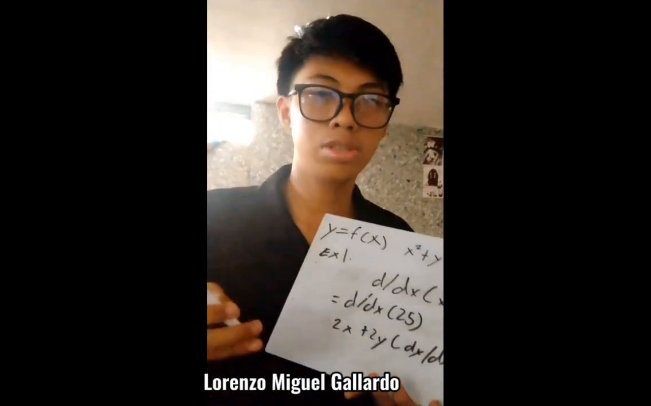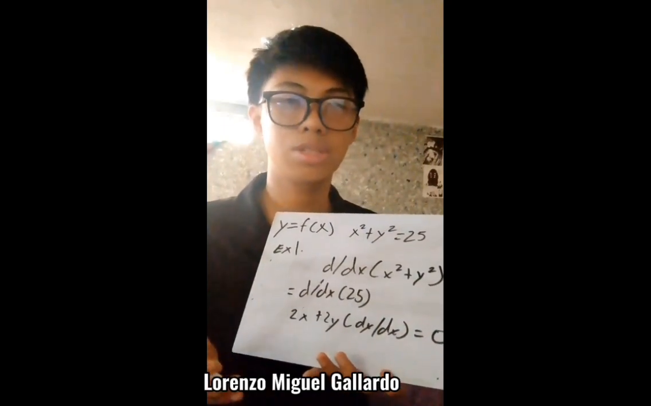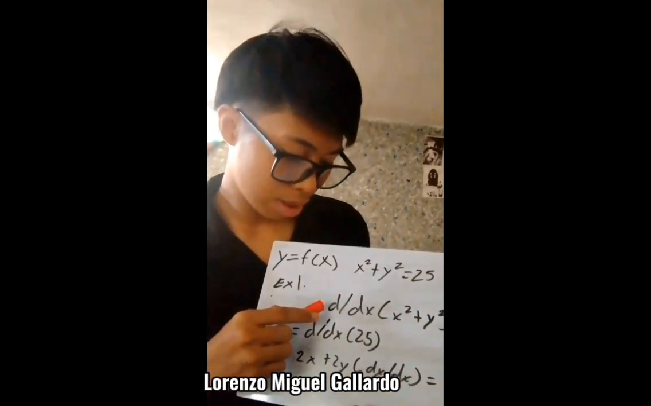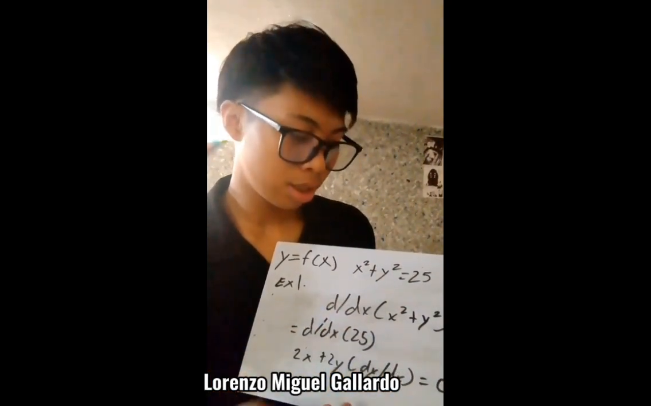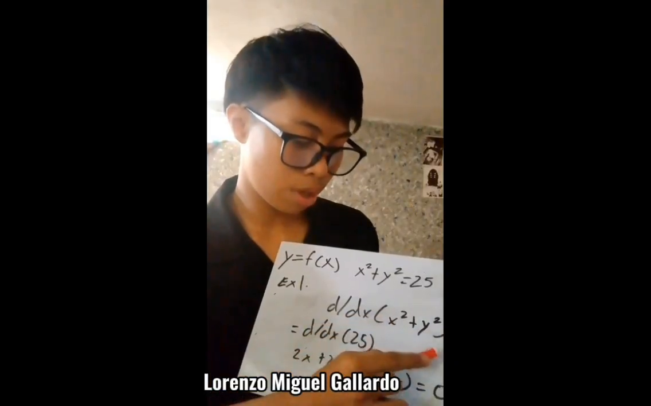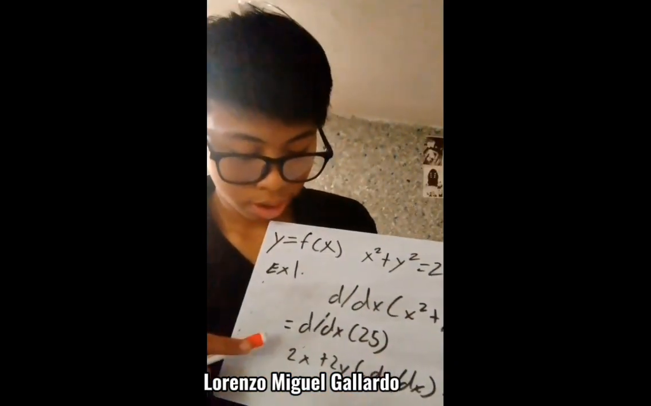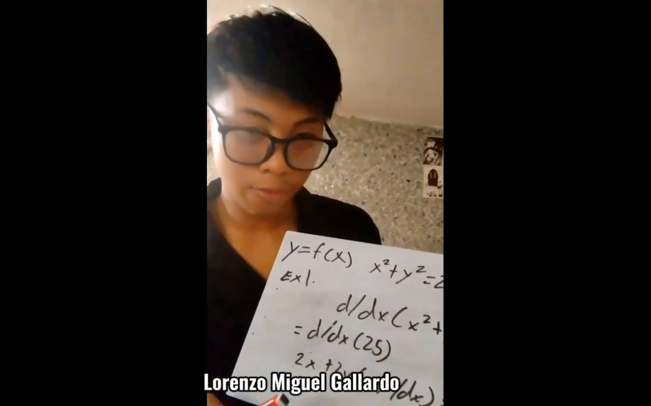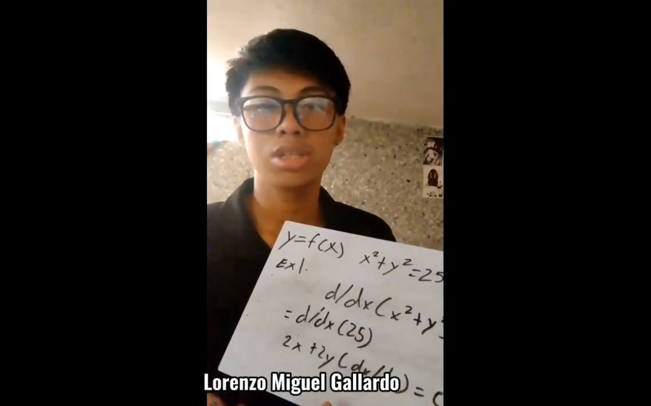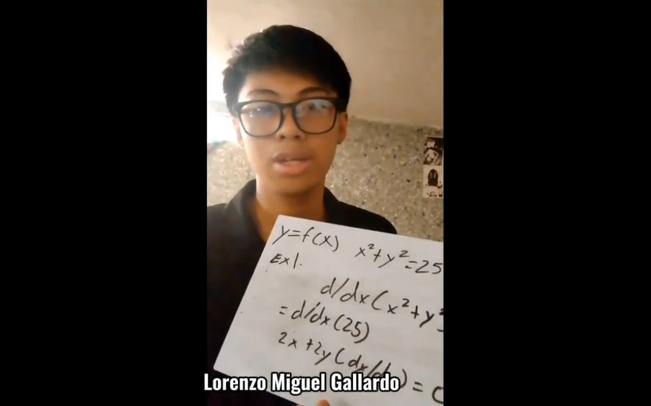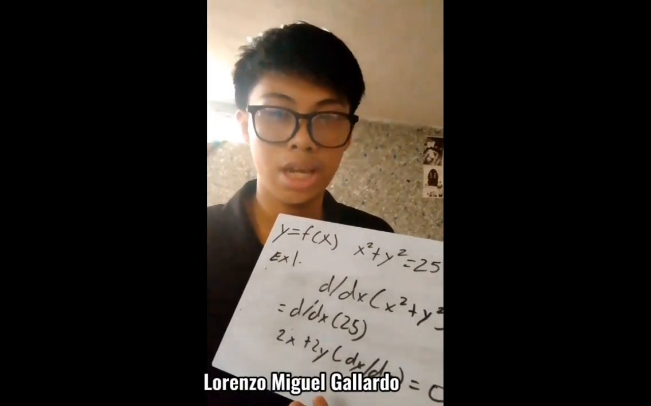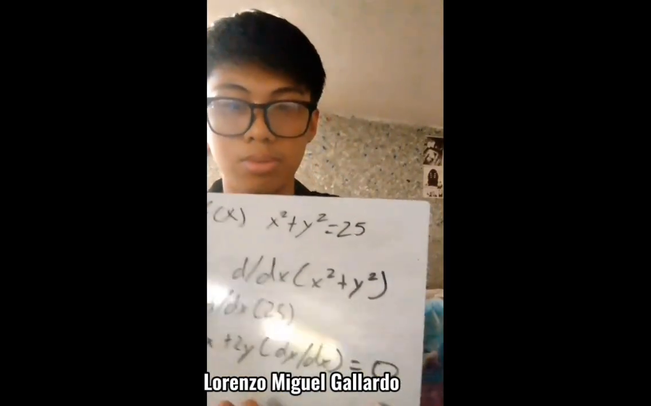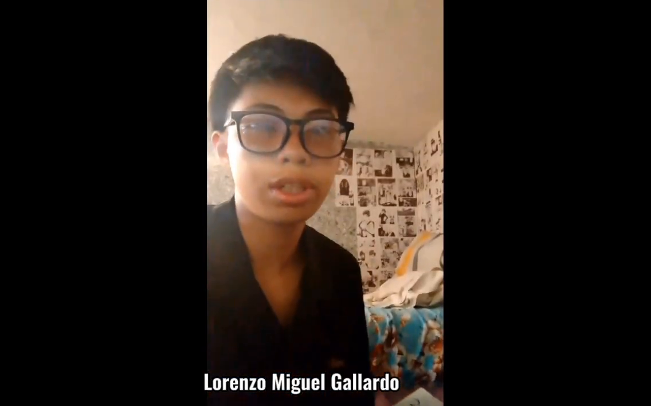Okay, now we're going to differentiate both sides with respect to x. So the first step is d over dx of x squared plus y squared equals d over dx of 25. This gives us 2x plus 2y times dy over dx equals 0. Now the next step is we're going to solve for dy over dx.